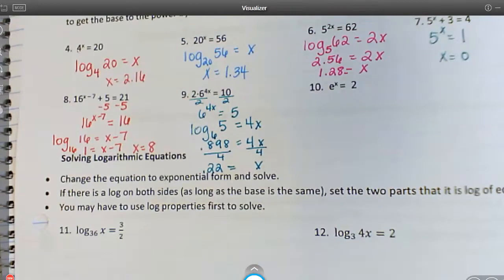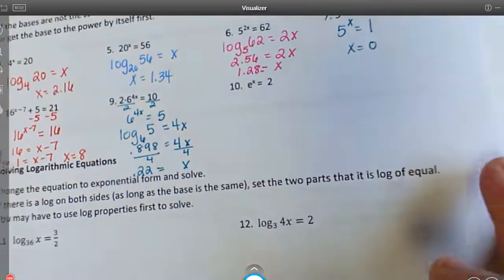Alright, the next one we want to do is this one that has an e in it. You can do it the same way. We can rewrite it in log form and then go from there. I will tell you, because it's an e, you actually could rewrite it in what's called natural log form. Since I know that the ln has a base of e, that's one way to rewrite it. It really doesn't matter either way. Both of them will give you the answer.